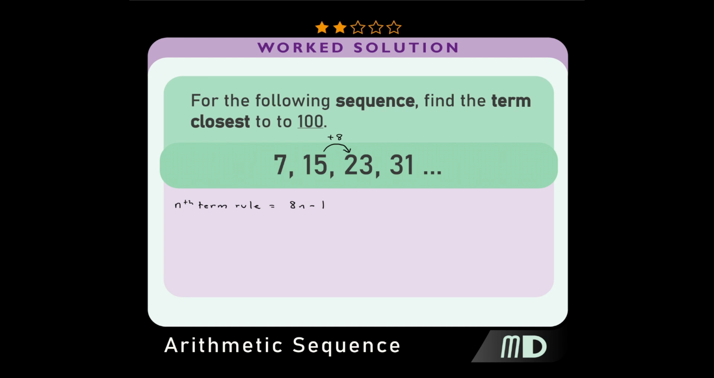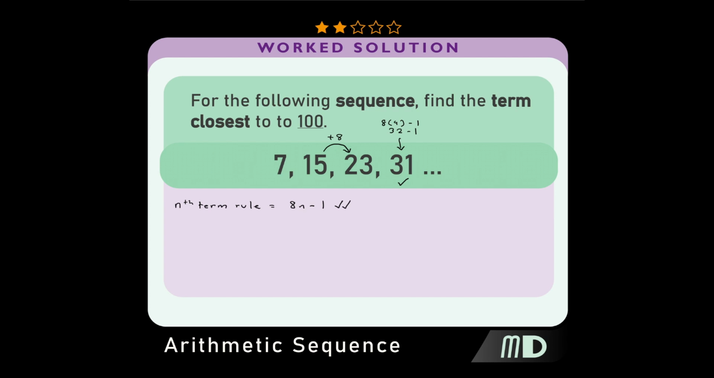We can test this rule by finding terms of the sequence that we've been given. For instance, the fourth term is the product of 8 and 4 minus 1, and 32 minus 1 is 31, the fourth term in the sequence. That means we can be confident that the rule we've found is correct.